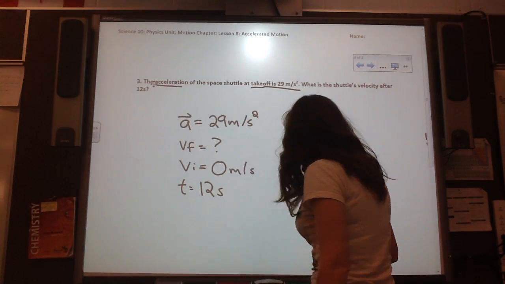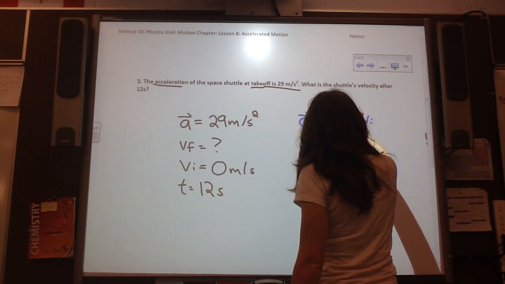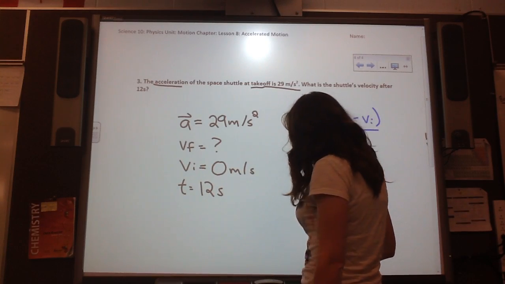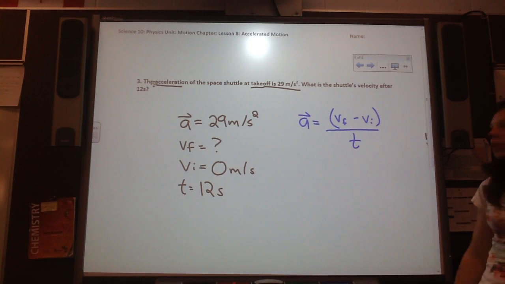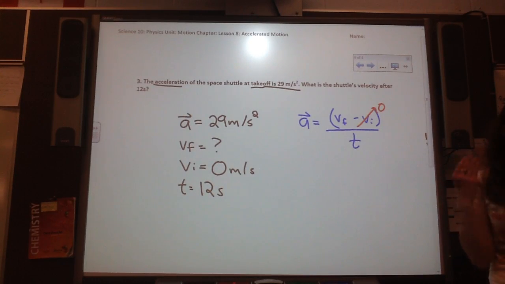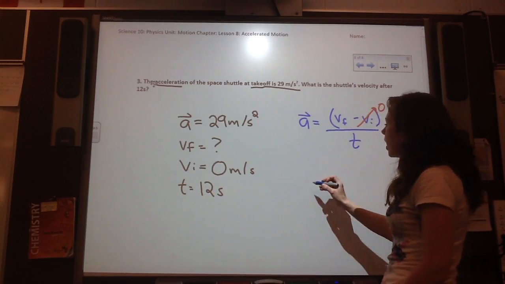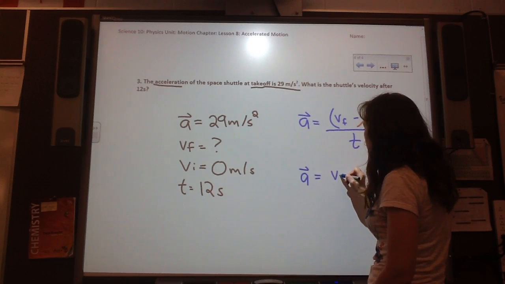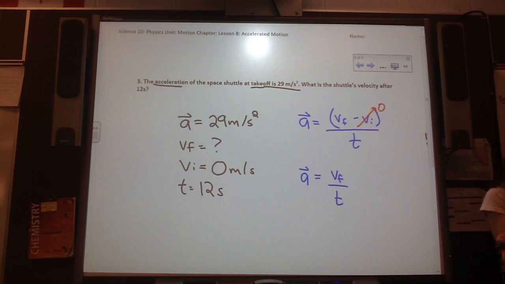Okay. So we write out our formula. Now, I'm going to show you a trick. So this makes the rearranging easier. So VI is 0. So I'm just going to cross it off. If it's 0 and it makes it easier for rearranging, just take it out. So if I rewrote this, I could say A is equal to VF divided by T. Do you see that? I just took it out because it's 0. Don't need it.